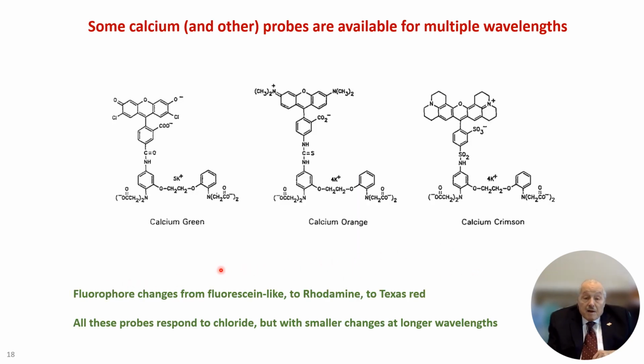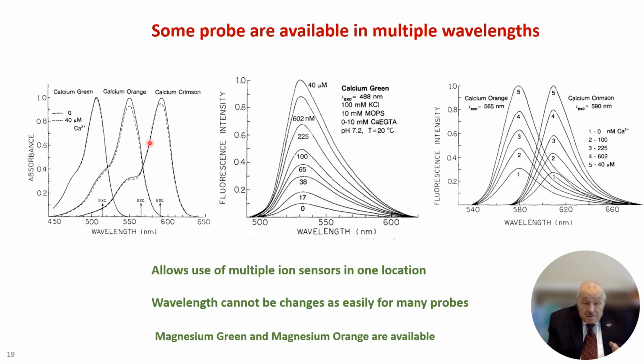Some of these probes are available at multiple wavelengths. Calcium green is great that way because you can buy calcium green, calcium orange, and calcium crimson. This looks more like a fluorescein, this looks more like a rhodamine, and this looks more like a Texas red. And they have different absorption spectra, and they have different emission spectra. So if you need to change the excitation wavelength or the emission wavelength to detect some other probe, you can switch to one of the other calcium indicators.